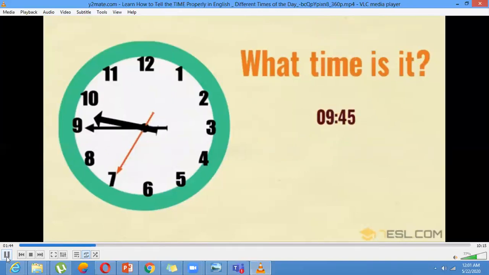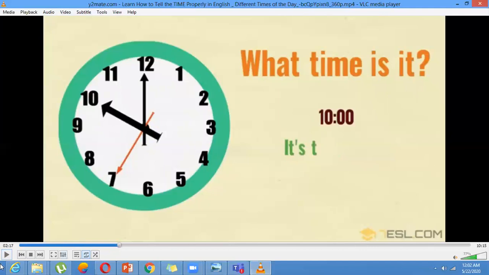Now, it's 9:45 and it's quarter to 10. After that, it's 9:50, which means it's 10 to 10. That means 10 minutes left to 10. Now it's 9:55. It's 5 to 10. And then it's 10 o'clock. So now we will repeat it.